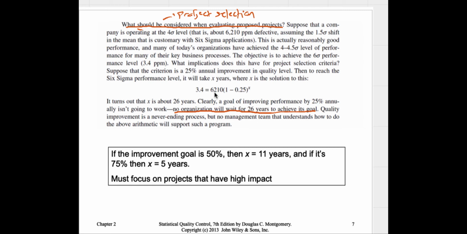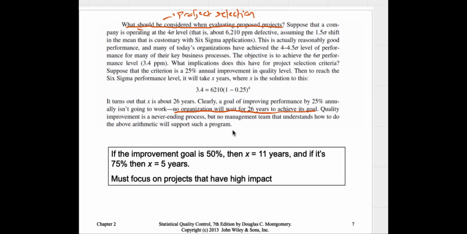This is the defective parts per million for the 4 Sigma level. It is 6,210, and we want to improve ourselves by 25% each year. So when we get to 3.4 defective parts per million, this is the 6 Sigma level, right? If you remember, this is the 6 Sigma level we are trying to achieve, and it will take 26 years. No organization will wait for 26 years. It is too much. If the improvement goal is 50%, it is again 11 years.